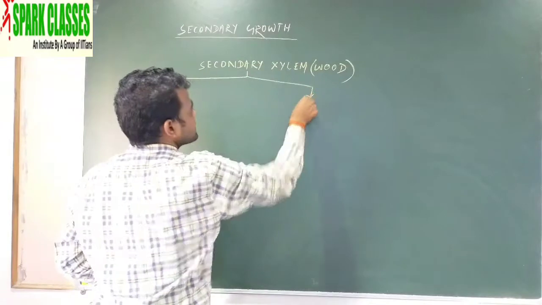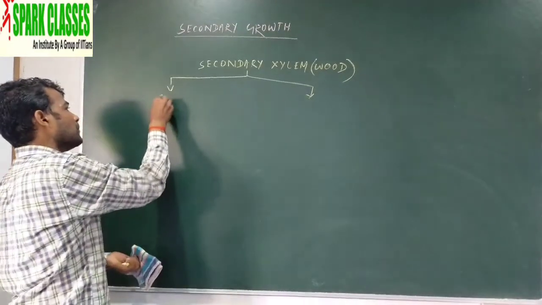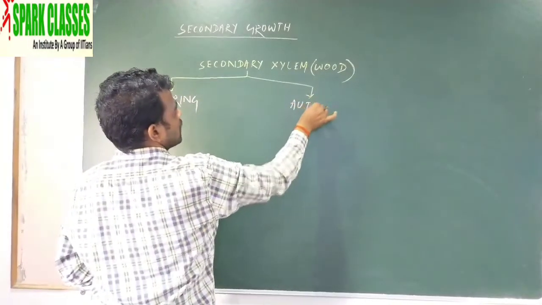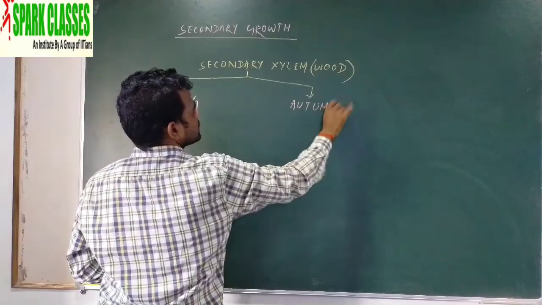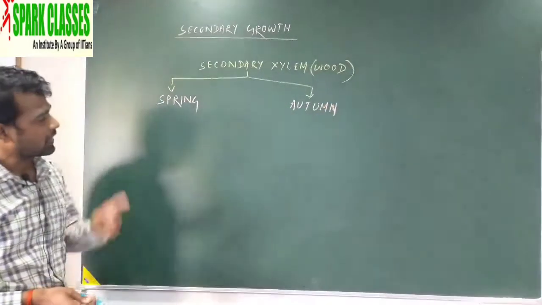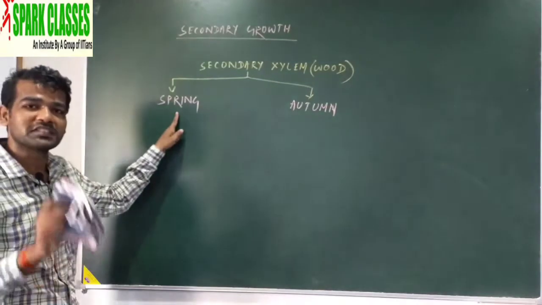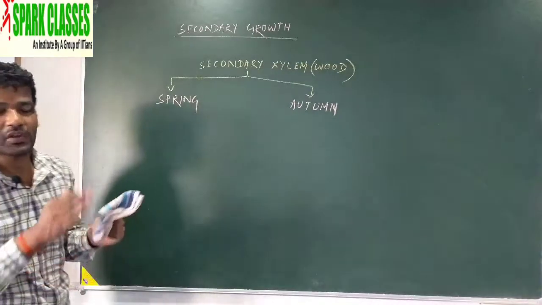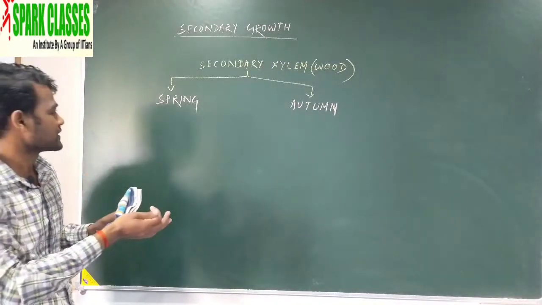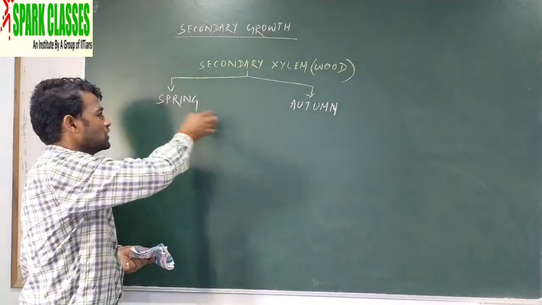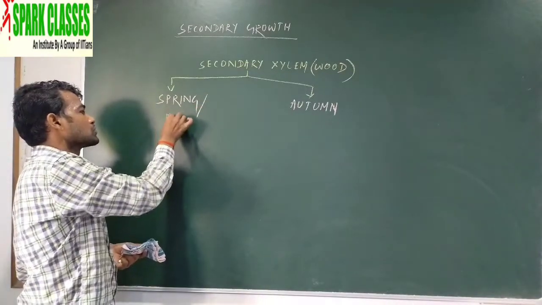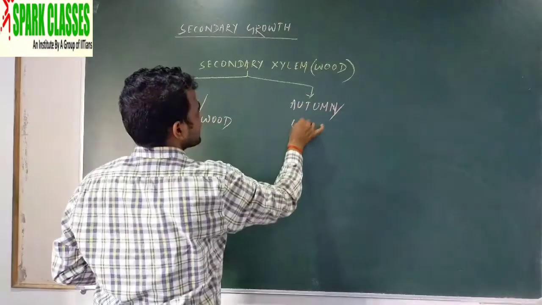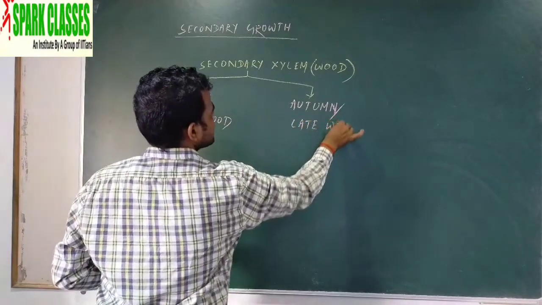One is spring wood, another is autumn wood. These two types of wood are different from each other. Spring wood is low density, always starts with L, light in color, while autumn wood is high density and dark in color. That's why you can easily differentiate spring wood from autumn wood. Spring wood is also called early wood, and autumn wood is also called late wood.